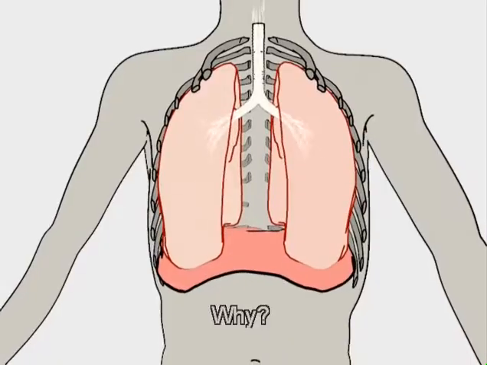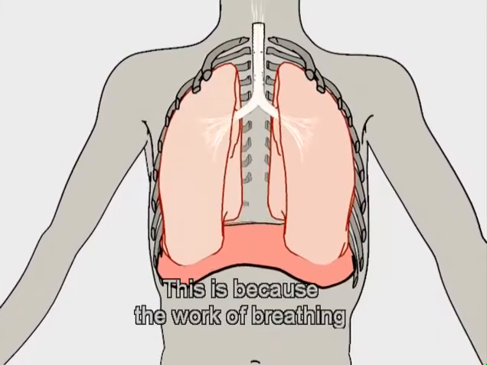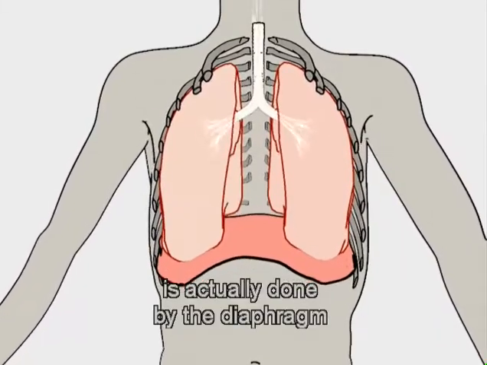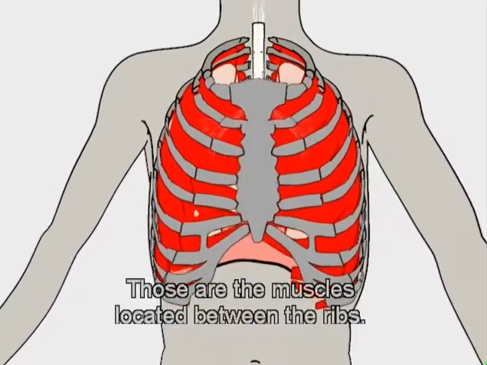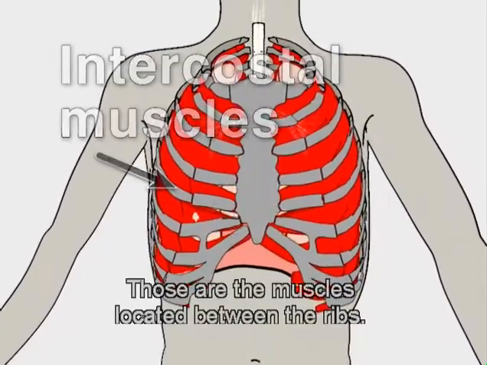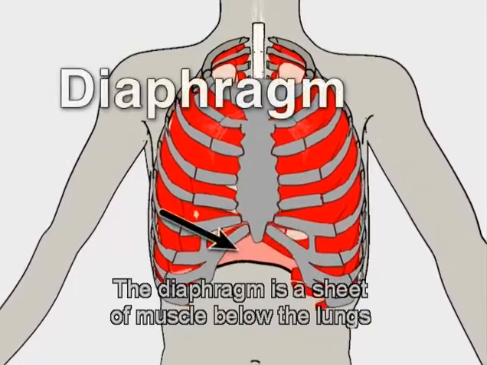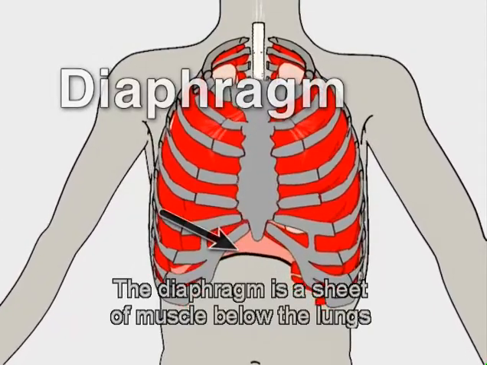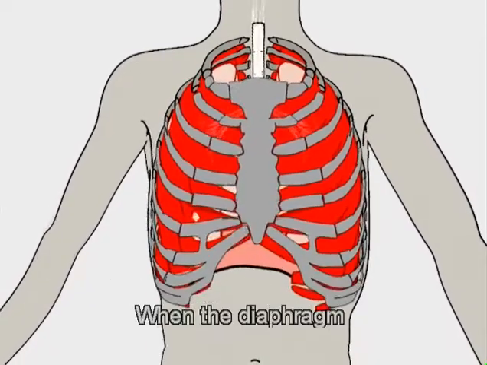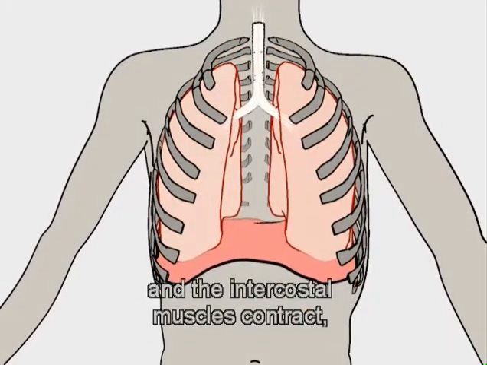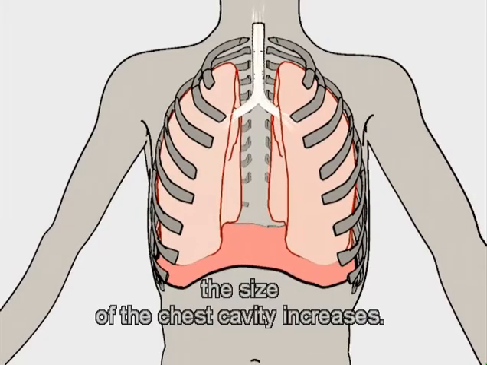Why? This is because the work of breathing is actually done by the diaphragm and the intercostal muscles. Those are the muscles located between the ribs. The diaphragm is a sheet of muscle below the lungs, separating the chest cavity from the abdomen. When the diaphragm and the intercostal muscles contract, the size of the chest cavity increases.